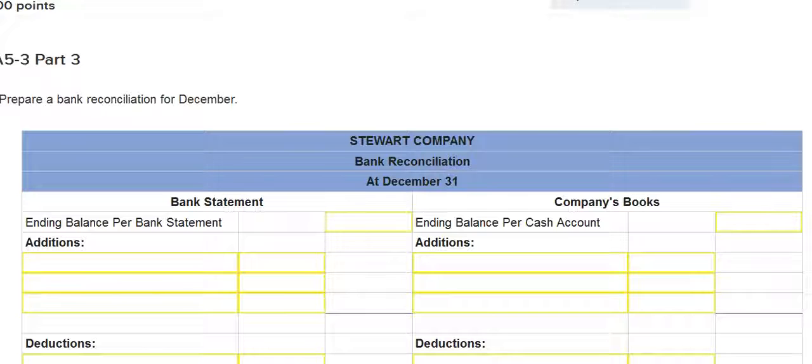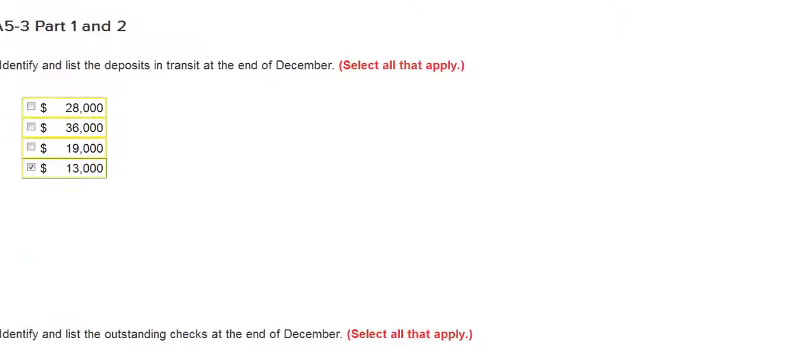So what we're going to do is try to come to agreement as to exactly how much cash we have in the bank so that we can report that on our statement of cash flows and on our balance sheet. We start by putting the ending balance for the bank statement on the left side and the ending balance for the cash T account on the right side for the same date, December 31st. So let's get those amounts.